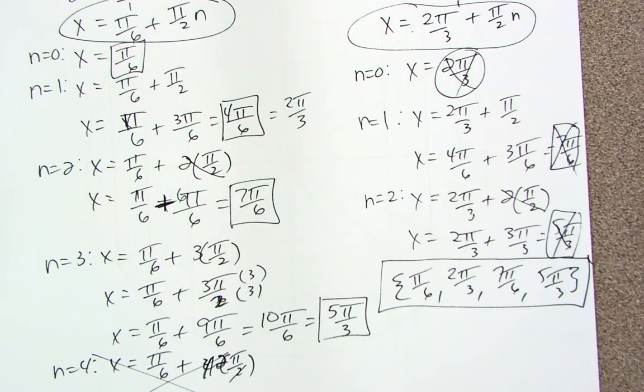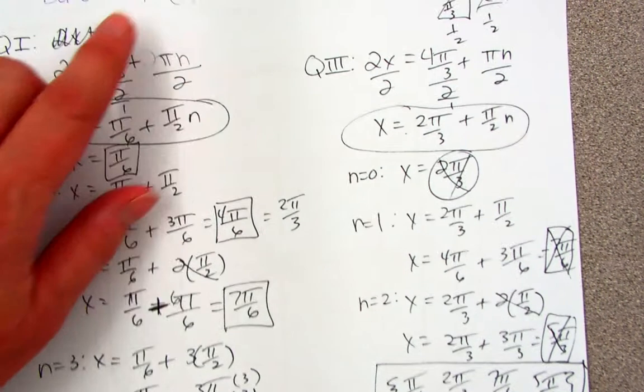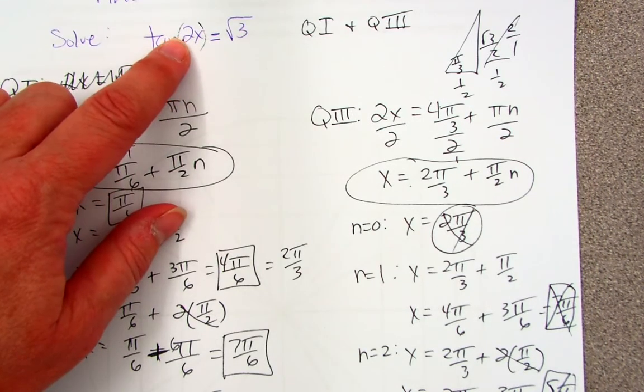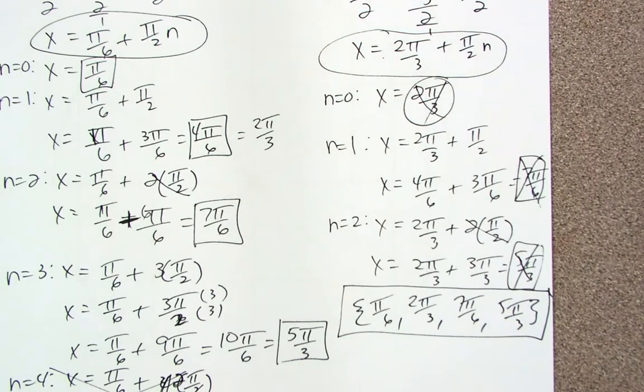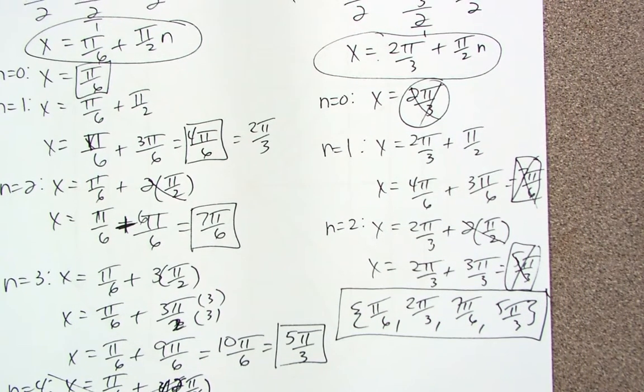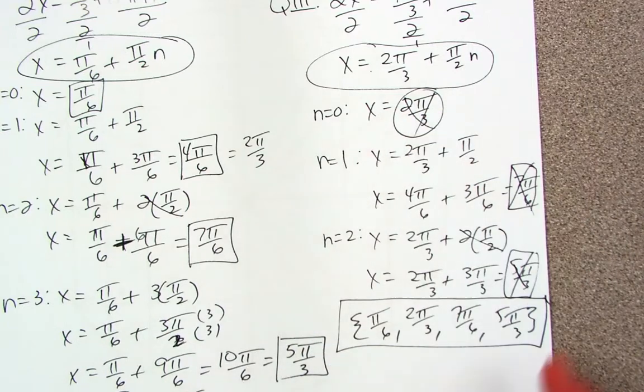If I put them into x in the original problem and multiply by 2, I take the tangent of that and I will get the square root of 3 on all 4 of those solutions. If I would have simplified that, I could have stopped after 2 and seen that it was repeating. Only tangent does it repeat. Sine and cosine, it does not.